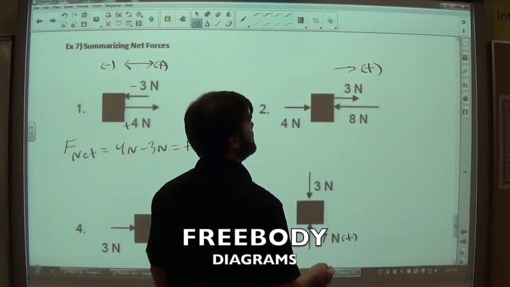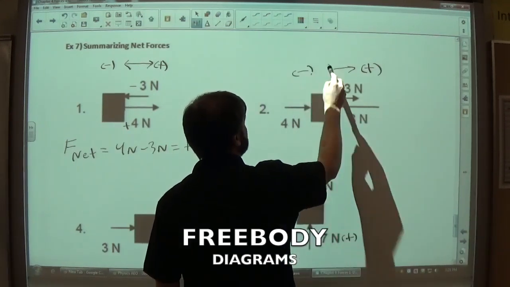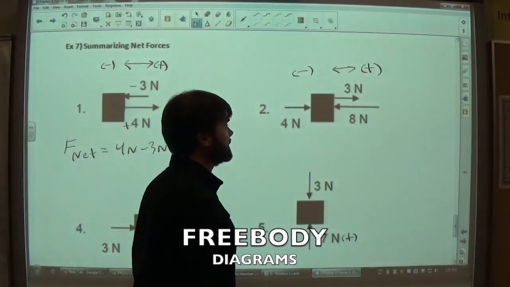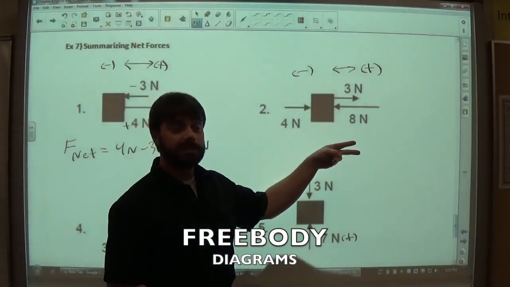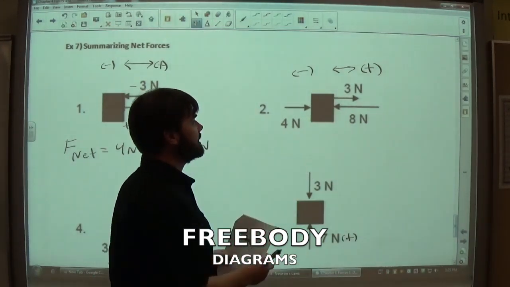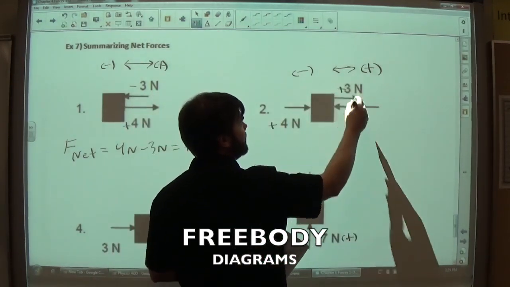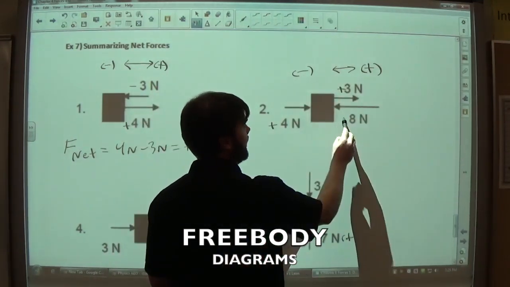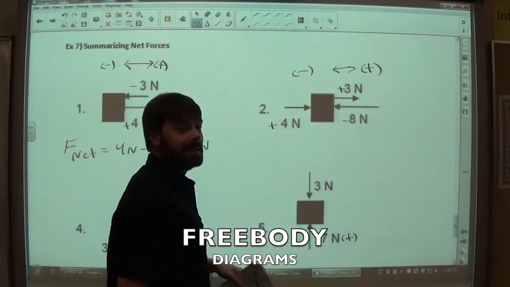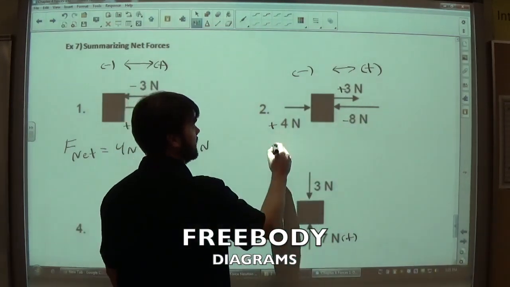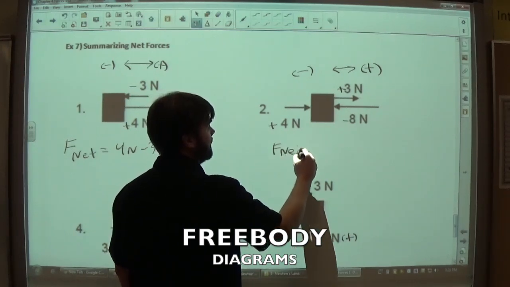I'm going to say the direction to the right is positive and the direction to the left is negative. So this is what it looks like. I have 2 forces going to the right and 1 force going to the left. So my 4 Newton force here is pushing that way as a positive. My 3 Newton force here is also a positive, and my 8 Newton force, which is going this way, is considered a negative. So I'm going to sum up the forces, find the force net.